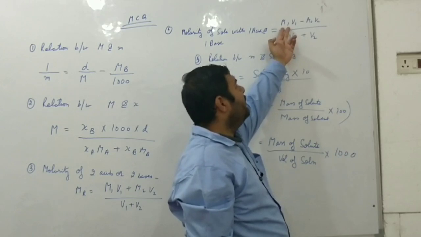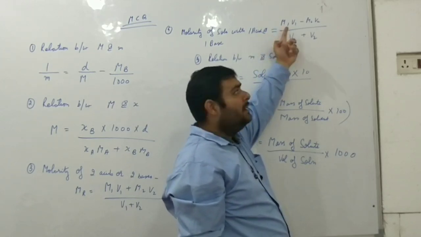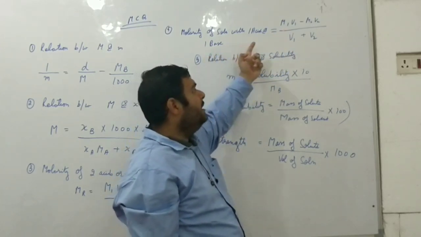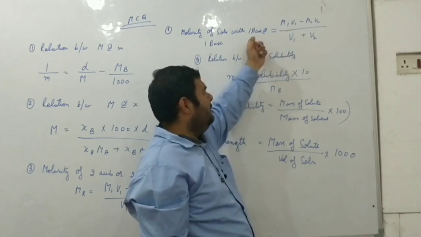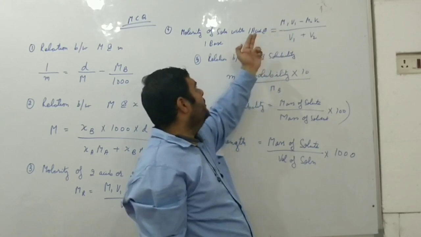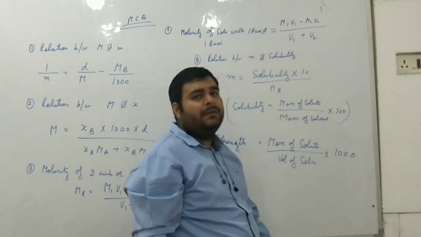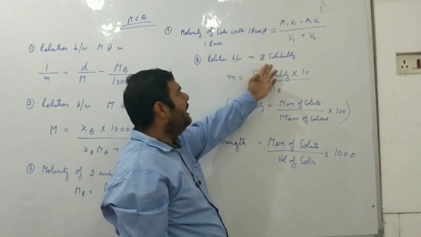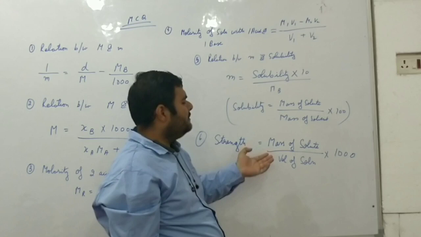If the molarity and the volume multiplication of acid is greater, then it is considered to be as M1. And if the molarity and the volume multiplication is greater for a base, then it is considered to be as M1. So if the molarity volume term multiplication is greater for acid, you will get the molarity of an acid solution, and if it is greater for a base, you will get the molarity for a basic solution. Then is molality and solubility, and then the last one is the strength, that is mass of solute over volume of solution into 1000.